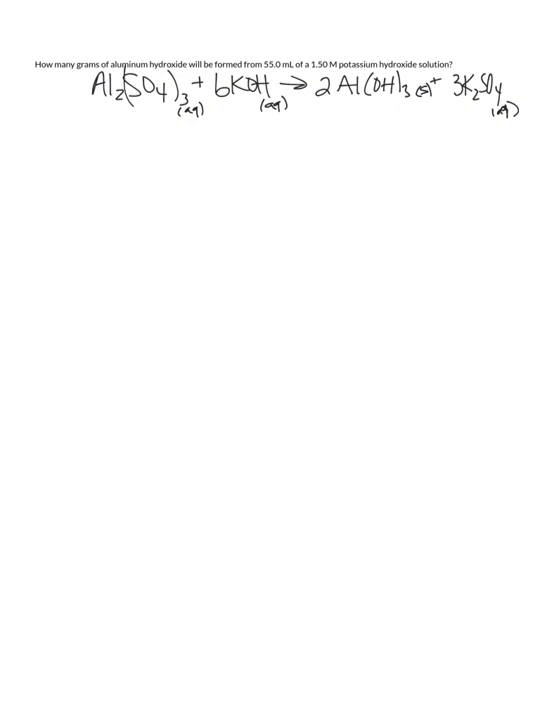All right, today we're going to talk about how to solve a solution stoichiometry problem. So these are double displacement reactions. They're happening in aqueous solution, and we're producing a solid precipitate. In this question, we're wondering how many grams of aluminum hydroxide, that's this compound here, will be formed from 55 milliliters of a 1.5 molar solution of potassium hydroxide.